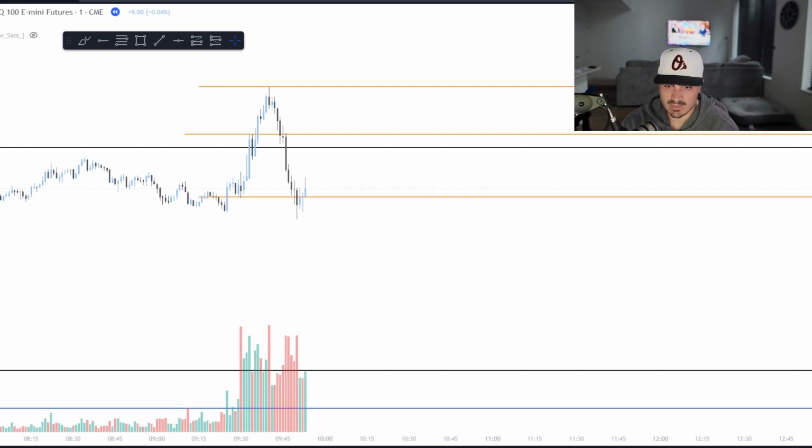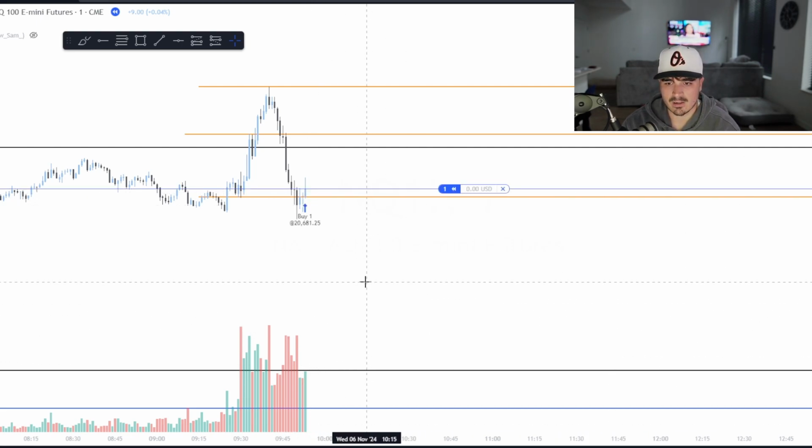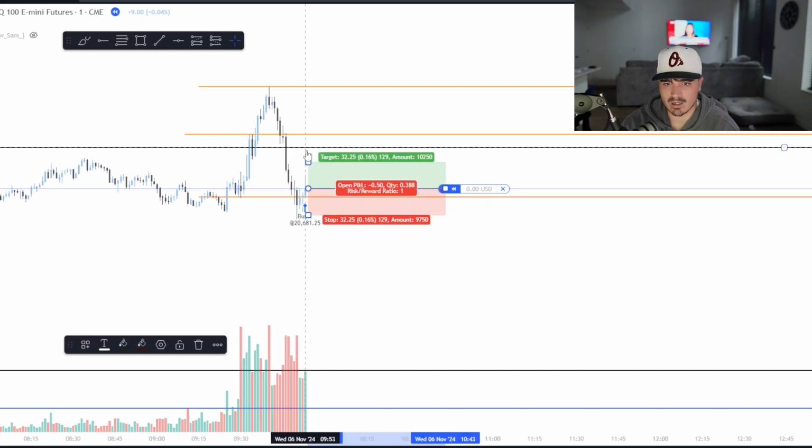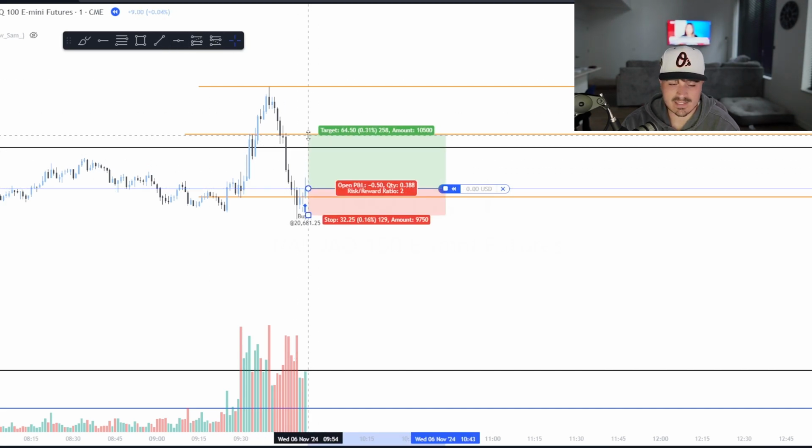Still nothing for me quite yet, but I do like this candle here based off of this wick below that level, and we have a little bit of confirmation with a close back above our 5-minute opening range low, as well as our 15-minute opening range low. So I'm going to take an entry here, and I'm going to look to target back up, ideally to the top of our 5-minute opening range, and just play a range to range.